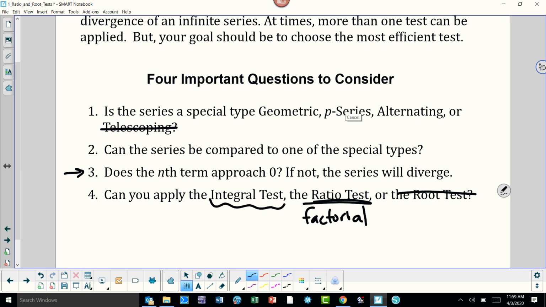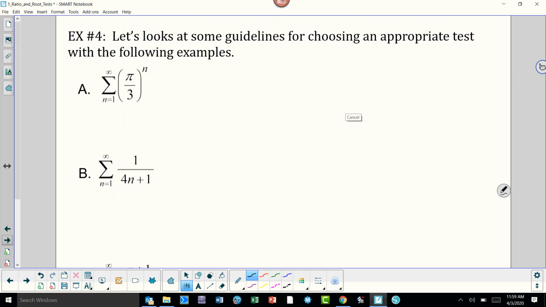So be sure you're writing some of those things down as we discuss. Now we're going to look at these different series and write down what tests we think we should use, following those guidelines.